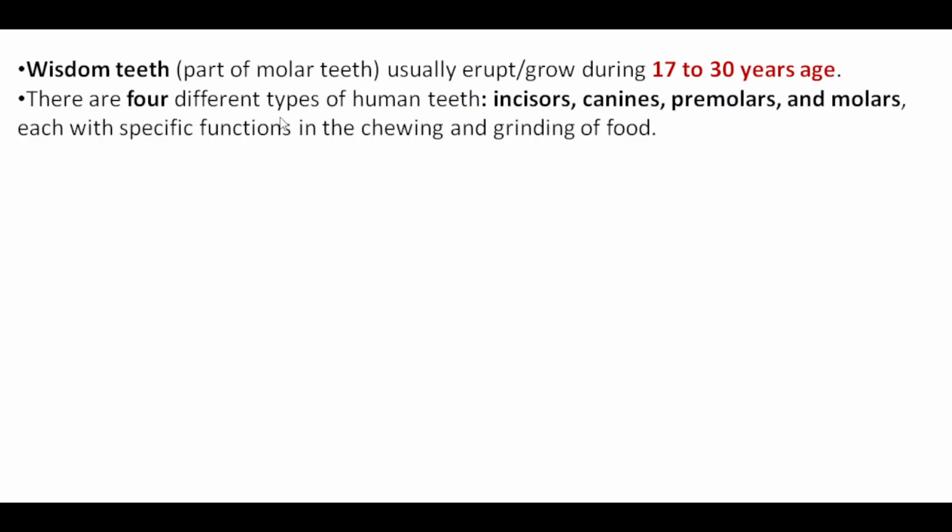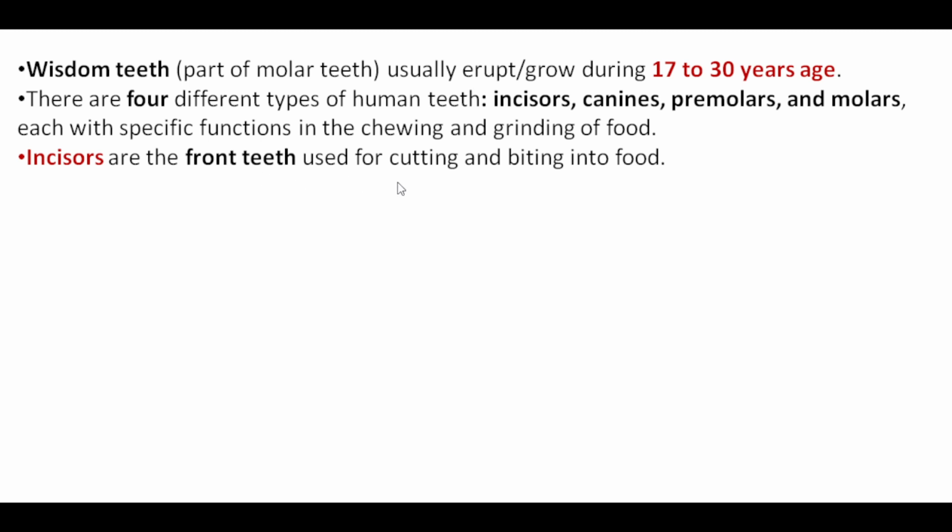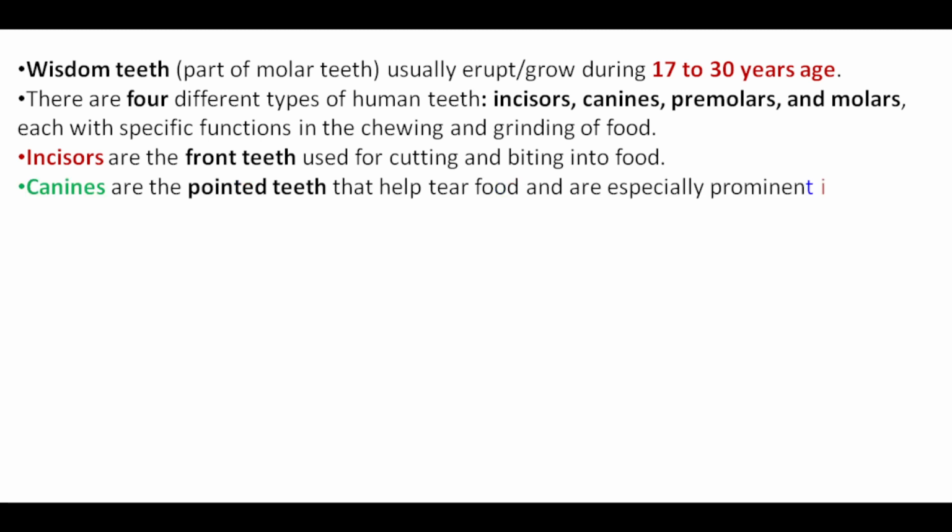There are 4 different types of human teeth: incisors, canines, premolars and molars, each with a specific function in the chewing and grinding of food. Incisors are the front teeth used for cutting and biting into food. Canines are the pointed teeth that help tear food and are prominent in the carnivores.